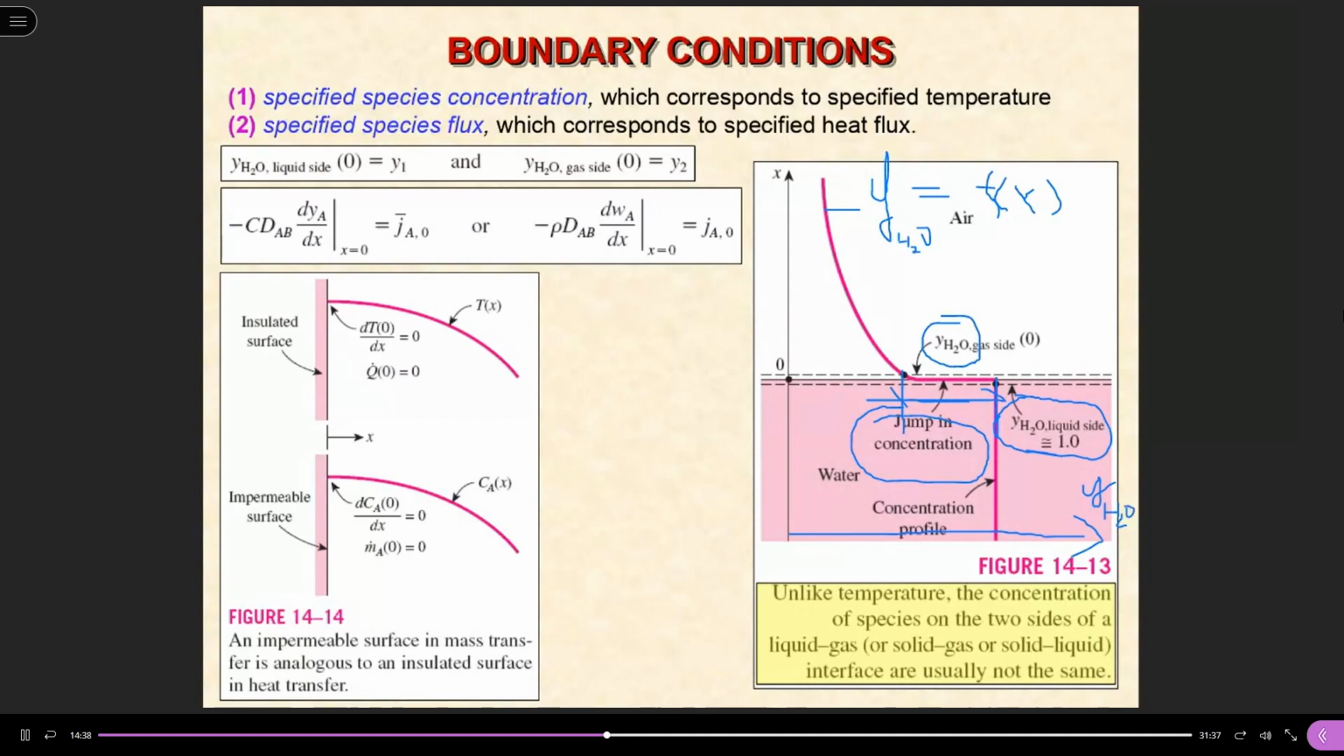And so this is the function of y water along the x direction. In mathematics, you know this is not a continuous function, is it? No, here is a sudden change. This is not a continuous function, and this is something you should pay attention to at the surface. Unlike temperature, the concentration of a species on the two sides of a liquid-gas, or even liquid-solid, interface is not usually the same. When we talk about temperature, we would draw it this way.